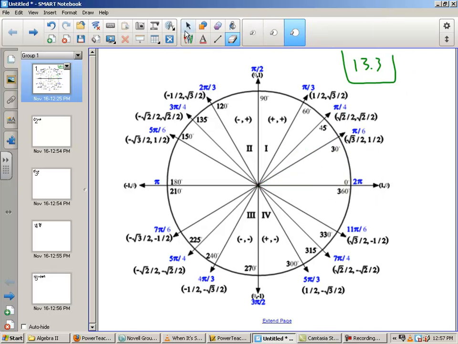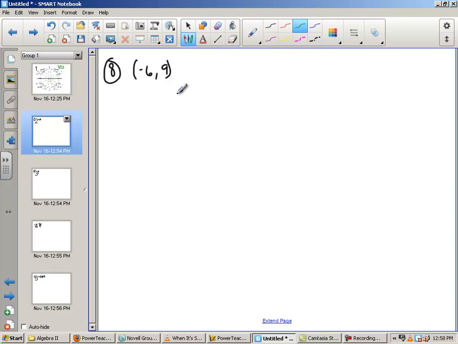Alright, so we get rid of that. Let's go ahead and get started with number 8. It says that we've got, on a coordinate plane, -6 and 9. Now I'm just going to make a really rough sketch. -6 would be over this way, +9 would be up here. So there's my point. And really we're talking about the right triangle that's made here, okay? And of course theta gets to be put in this corner right up against the origin.